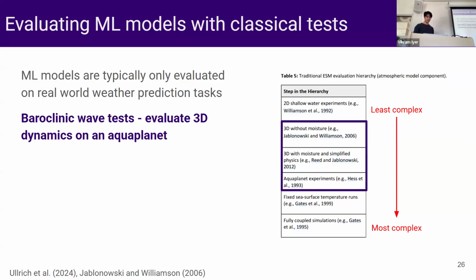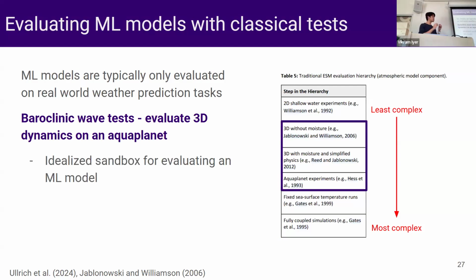So for this talk, I'm going to be focusing on this middle range of the hierarchy, where we're evaluating 3-dimensional dynamics on the aquaplanet. So we removed the land part of it. These types of tests are typically called baroclinic wave tests. I'll explain what the word baroclinic wave means in a second.